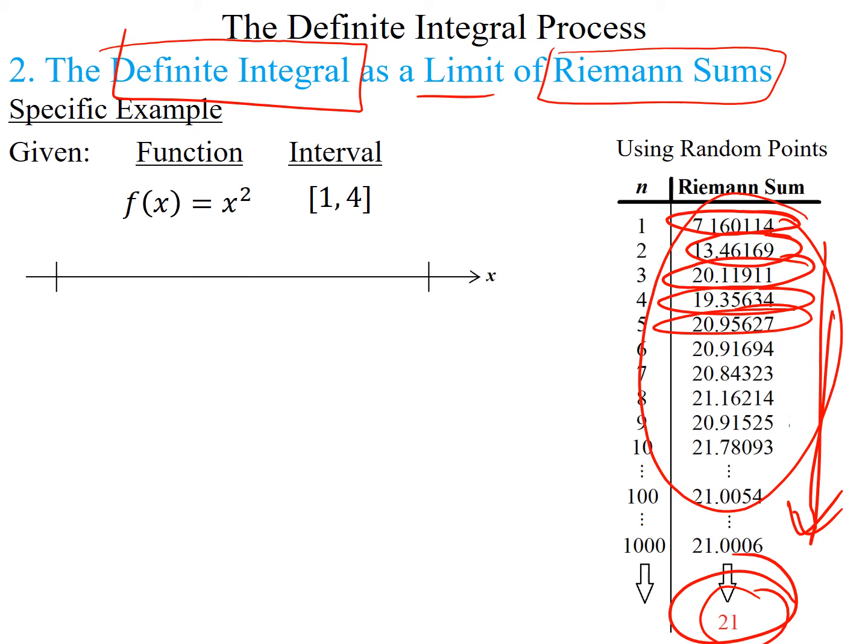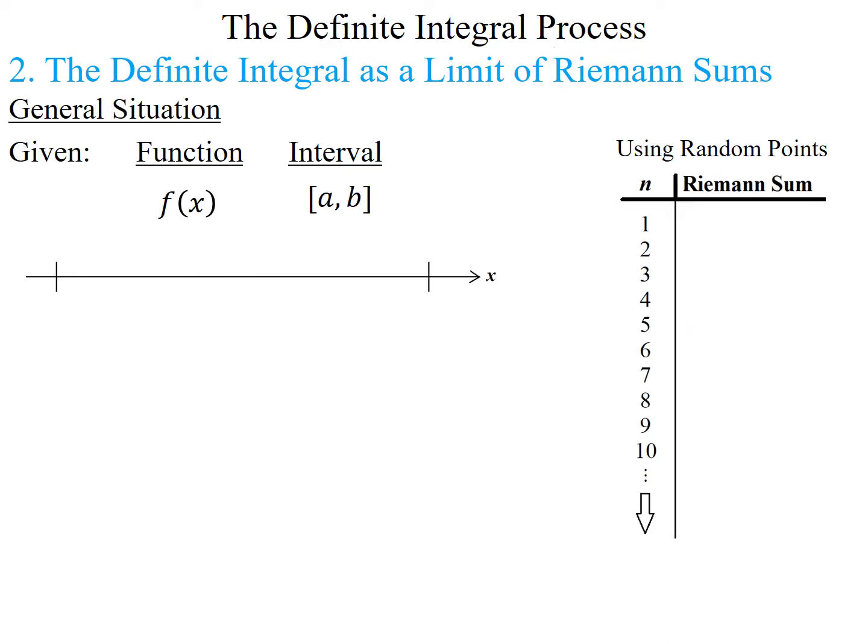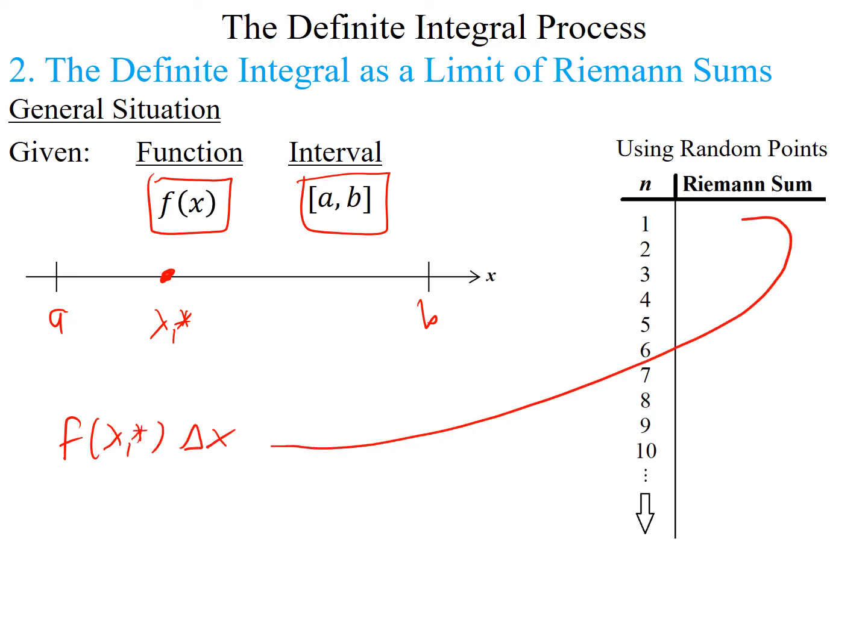Okay, and just some general picture here. I'm not going to write too much here, but anyway. If you have some general function here, and the interval is a to b. Okay, maybe I'll write something. So you cut into one interval, the first number you pick, x1 star, and your first Riemann sum is f of x1 star times delta x. That goes here.